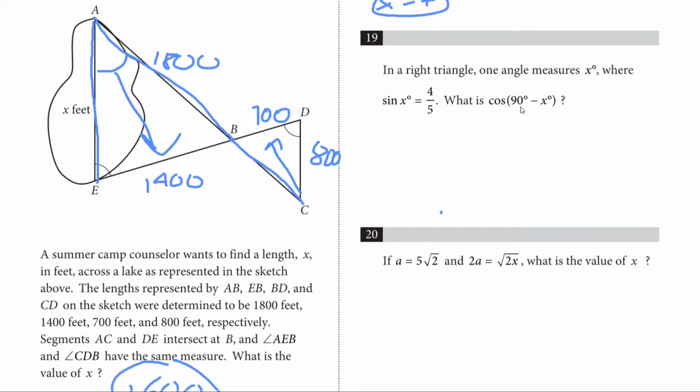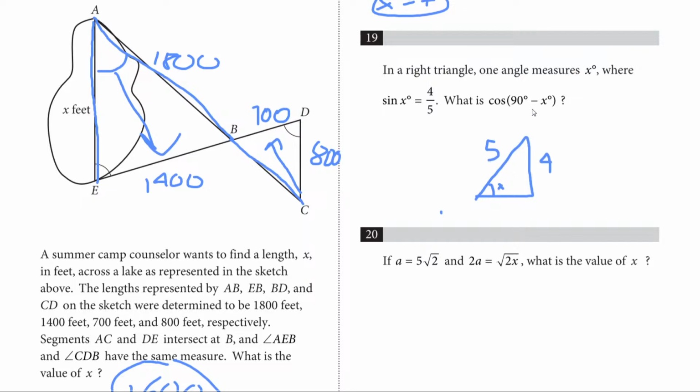In a right triangle, one angle measures x, where sine x is equal to 4 over 5. What is the cosine of 90 minus x? If you're like me and you don't know many of the sine and cosine tricks, you just never learned it, we can always draw the triangle. Let's draw a right triangle. The sine of x, or the opposite over hypotenuse, is going to be 4 over 5. So let's say this is x. We're going to make the opposite 4, and we're going to make the hypotenuse 5.